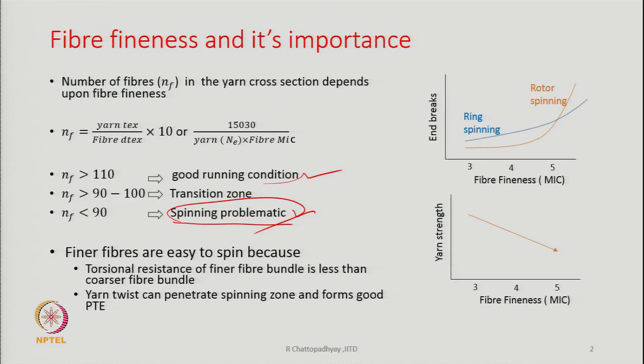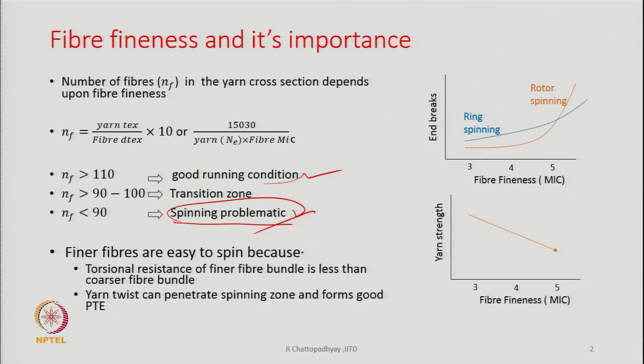and therefore, we should never allow the number of fibers in the yarn cross section to go below 90 at no cost, because spinning will be almost impossible and the yarn will be too faulty, because too many breaks will be there. The efficiency of the process will go down, it will not be cost effective at all. So, these are the important aspects, and here the fiber fineness is going to play a role.